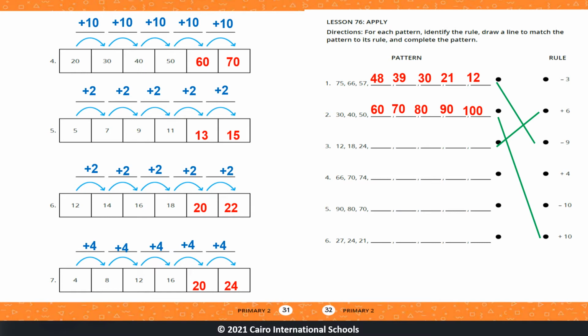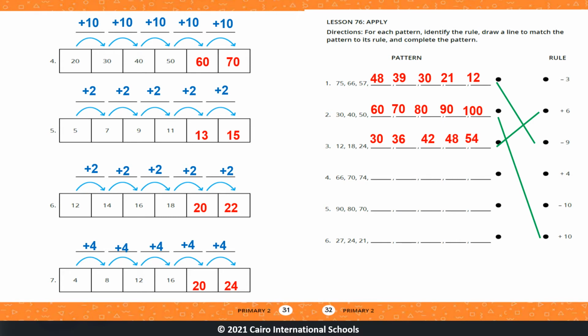12 plus 6 equals 18. 18 plus 6 equals 24. 24 plus 6 equals 30. 30 plus 6 equals 36. 36 plus 6 also 42. 42 plus 6, 48. 48 plus 6, 54, and so on.